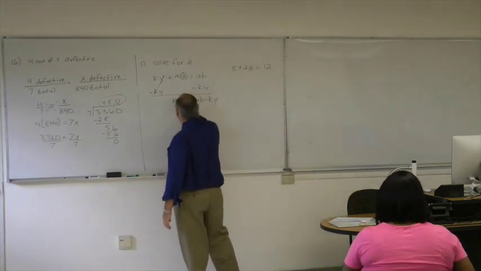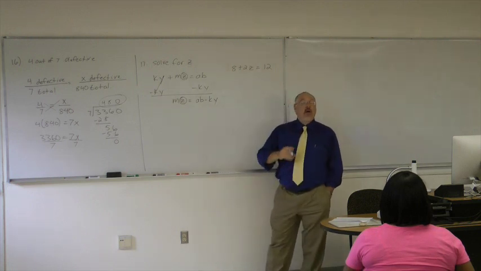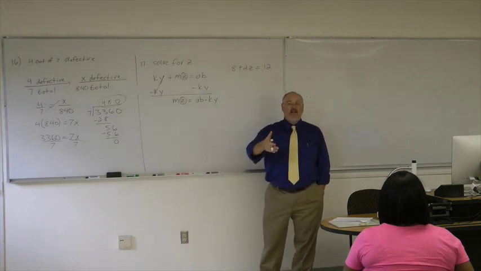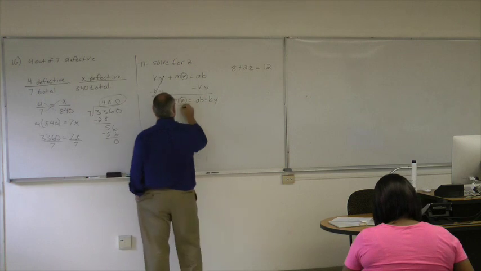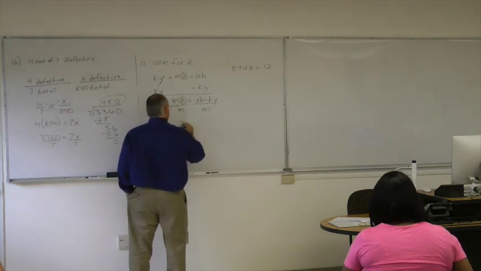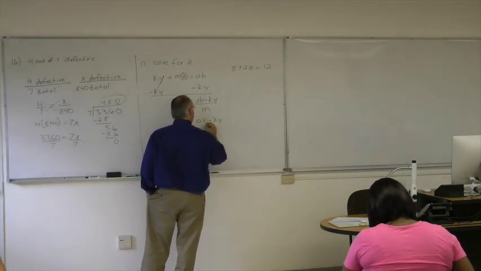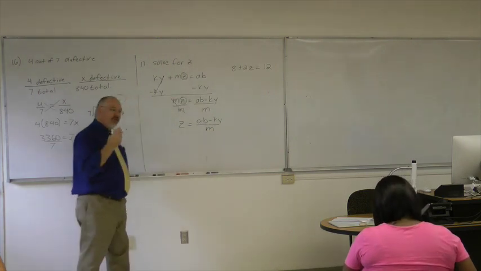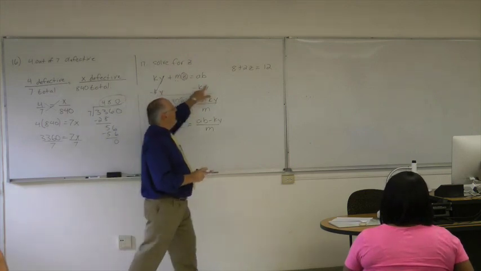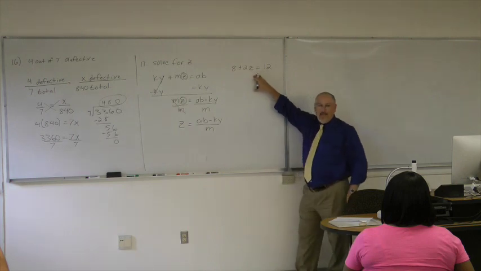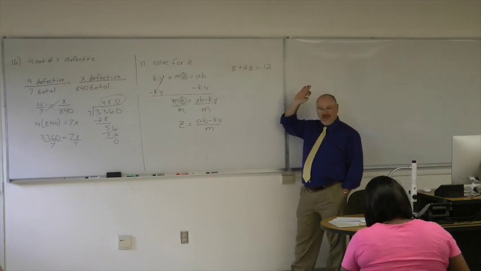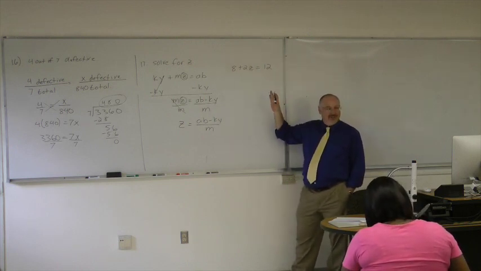And then remember, we're still solving for Z. And here Z is being multiplied by M. So how do we undo multiplication by M? Divide by M, by that coefficient. Those cancel. So Z equals AB minus K times Y over M. Once you understand and accept that this equation really is no different from this equation, you're going to be a lot better off. But you're going to do the same process, right? You're going to add or subtract first, then you're going to divide. Doesn't change.